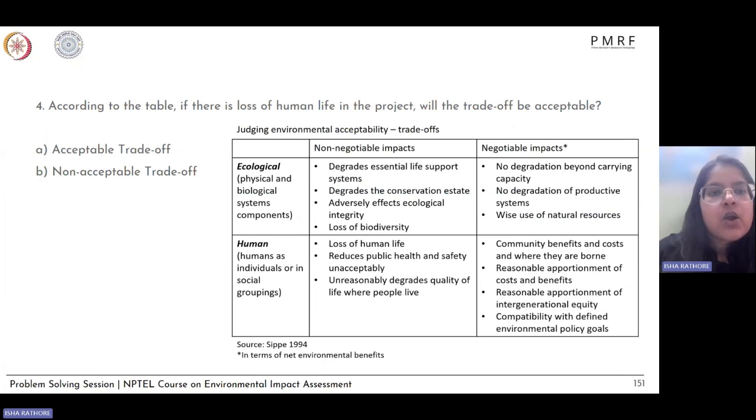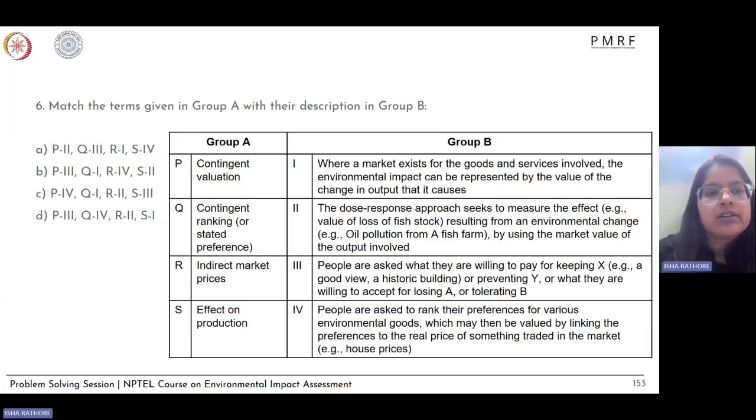Moving on, according to the table, if there's a loss of life in the project, will the trade-off be acceptable? The options are A, acceptable trade-off, or B, non-acceptable trade-off. So the correct answer is B, non-acceptable trade-off. That is loss of human life is a non-acceptable trade-off in a project. Okay, moving on.